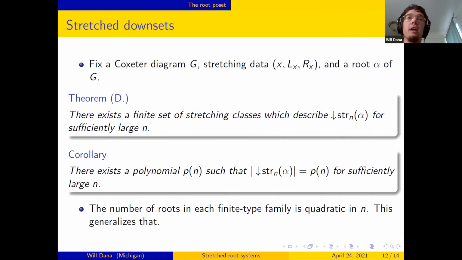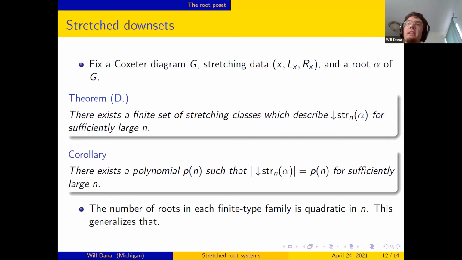So we fix a Coxeter diagram G, some of the stretching data of a vertex where we're inserting the path, the left neighbors and the right neighbors of X, and we fix a root alpha of the original root system. Then there exists a finite set of stretching classes which describes the downset of stir n of alpha for sufficiently large n.